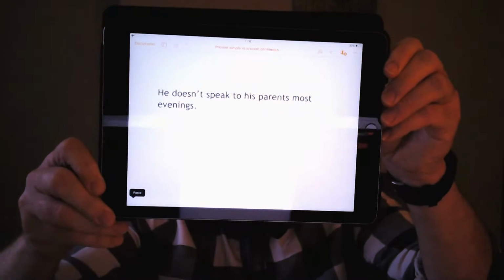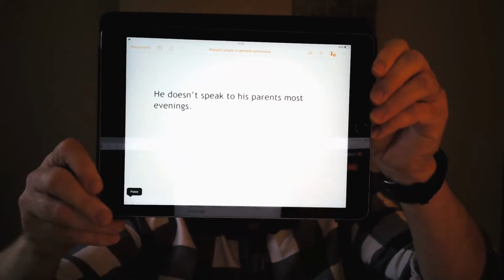So the correct sentence is like that. He doesn't speak to his parents most evenings. You can see it in the chat box as well. So same as Josefa's one, we know that it's present simple, not present continuous, because it's repeated, it's most evenings. The person is he, so to make it negative, we need doesn't, and then we just need the verb after as well. So all of that's correct, yeah? Present simple, not continuous. We know it's negative, we know it's he or she or it, the third person, so it has to be doesn't, followed by the verb without s.